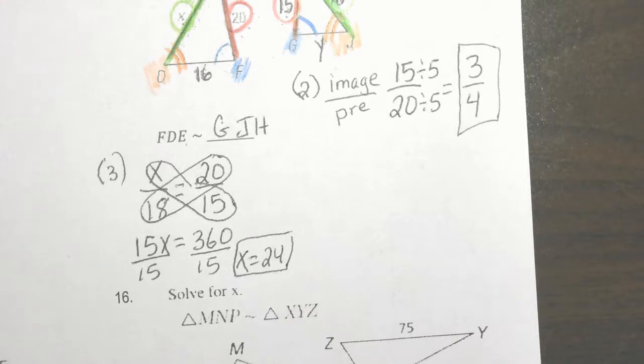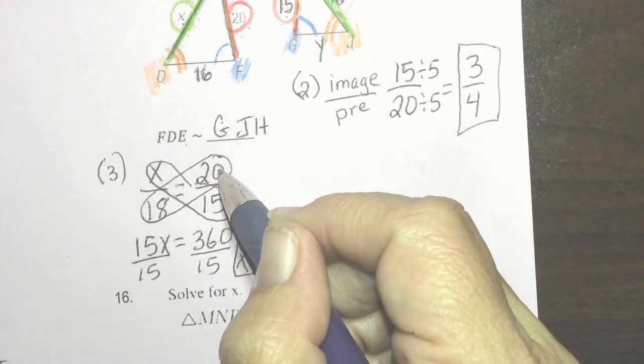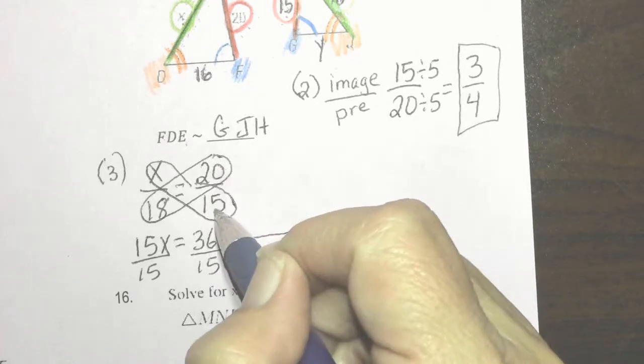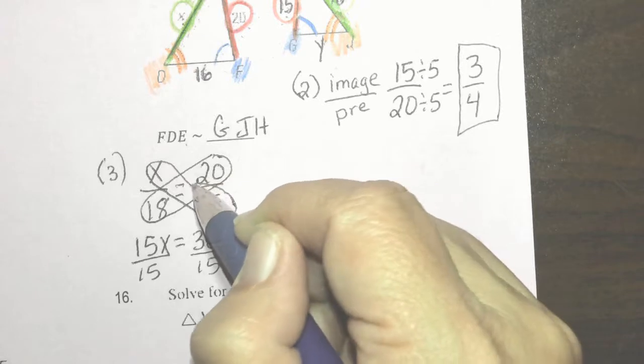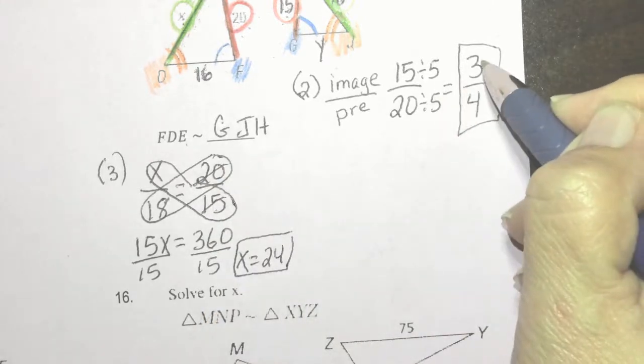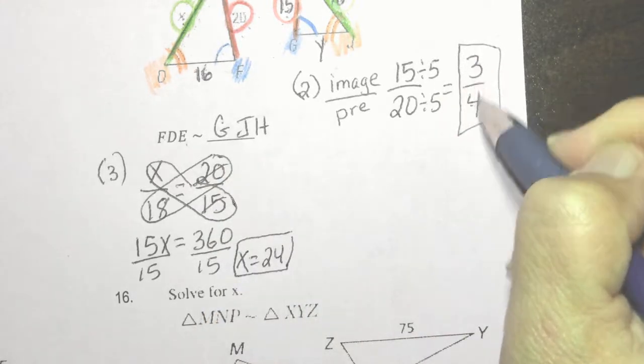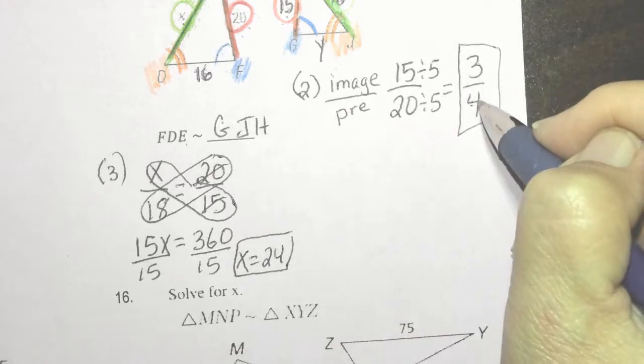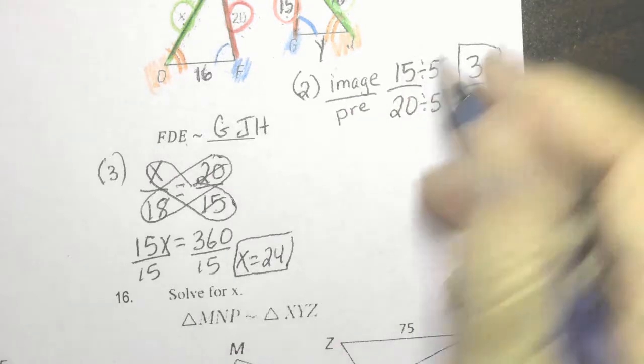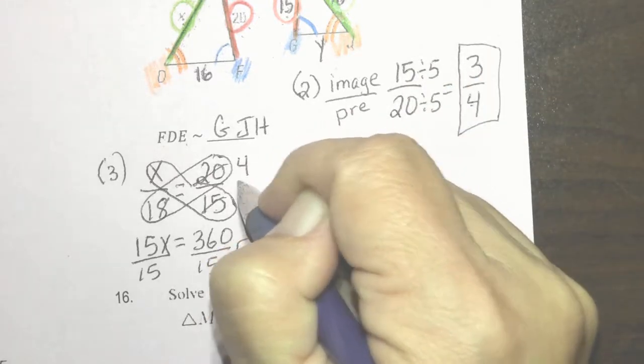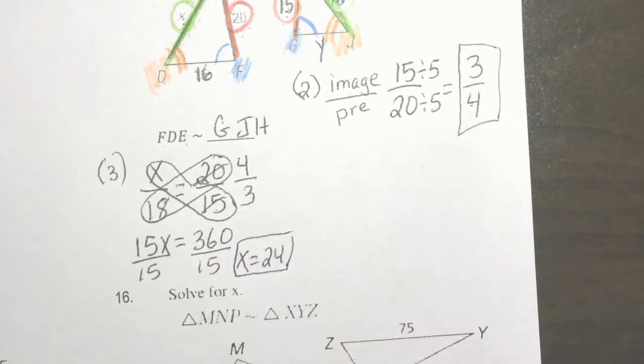All right, but here's a shortcut that some of you might be able to do, especially if you're good at fractions. I can come up here to 20 over 15, and I can simplify. 20 over 15 simplifies to 4/3, because it's my scale factor upside down. So I can simplify that fraction.